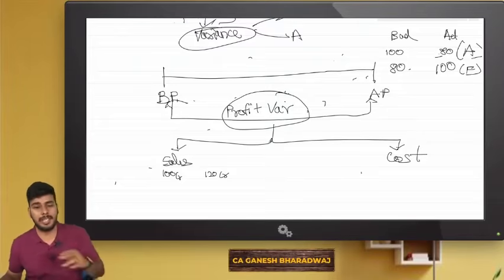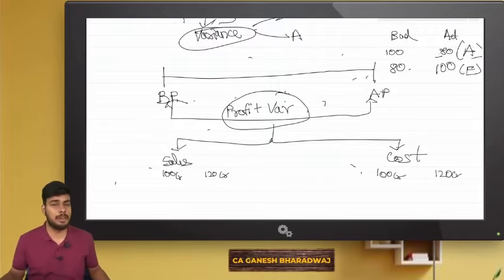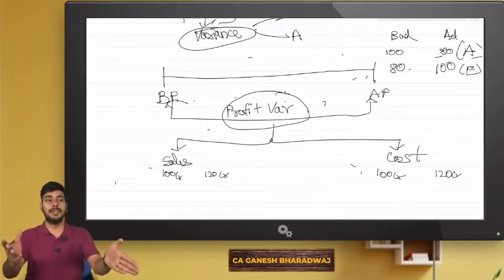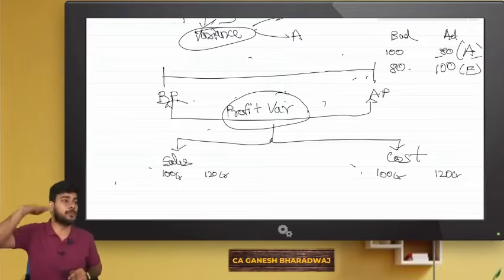Let's assume the same thing on the cost side. They had budgeted a cost of 100 crores, but they've actually incurred a cost of 120 crores. Is this a favorable or an adverse variance? Obviously an adverse. I was supposed to incur only 100, but I have incurred 120. So 20 I have incurred more. Because of more cost, your profit will reduce.